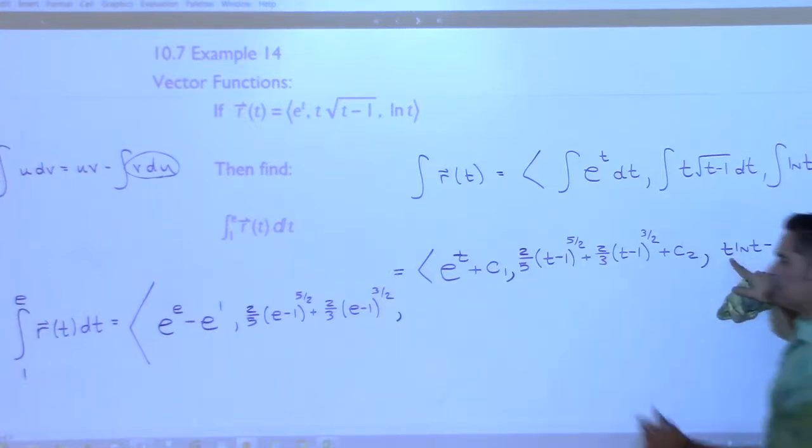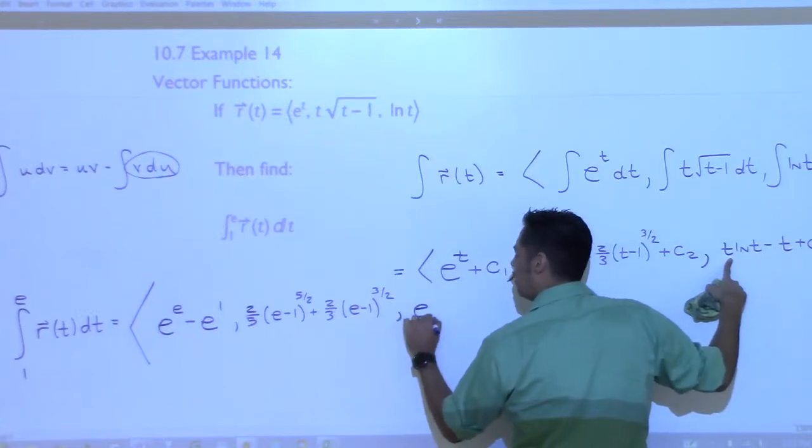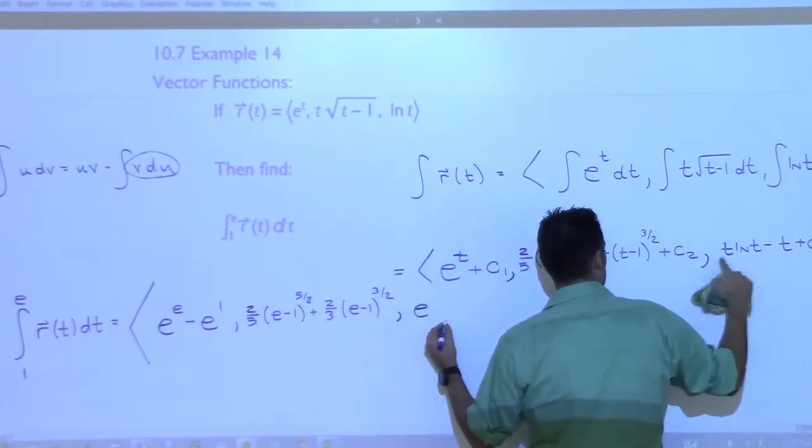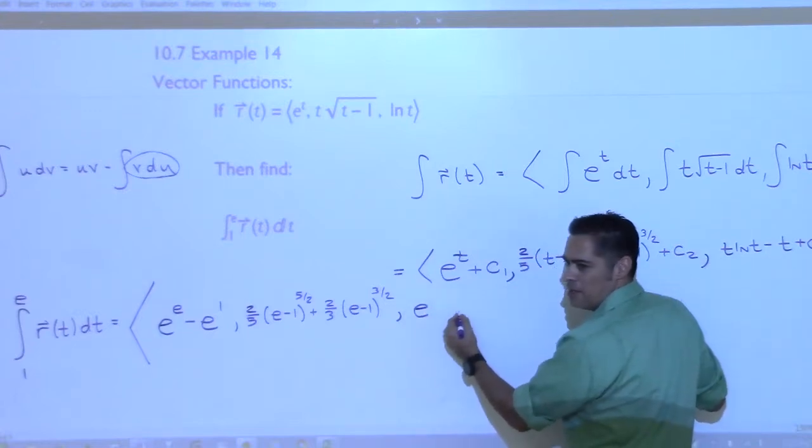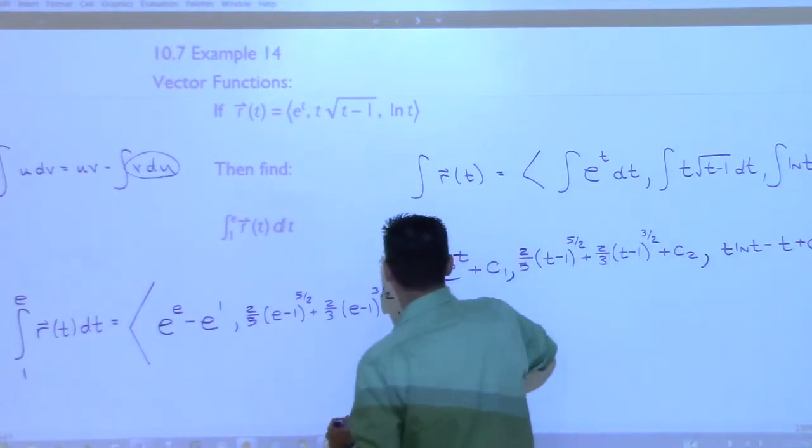So e, what is natural log of e? 1. So that's just e, isn't it? Then minus e is 0. So I don't need to write that. Okay, I can get rid of that.